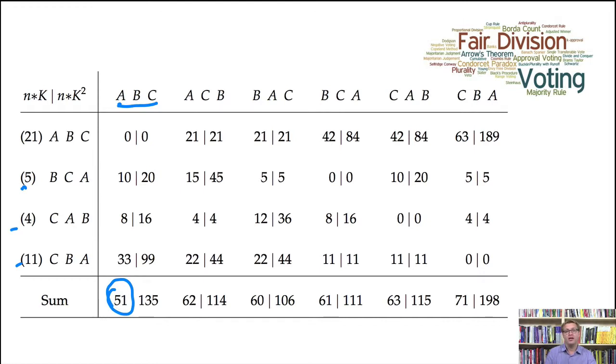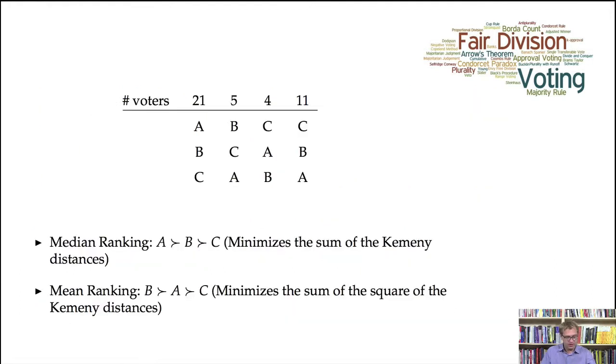If we want to minimize the sum of the square of the distances, it turns out to be B ranked above A ranked above C. So these 2 orderings turn out to be our compromise orderings: A above B above C and B above A above C. The median ranking is A above B above C because it minimizes the sum of the Kemeny distances, whereas the mean ranking B above A above C minimizes the sum of the square of the Kemeny distances. Both of these are perfectly good notions of a compromise ordering given this data.